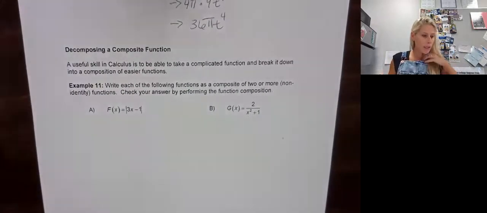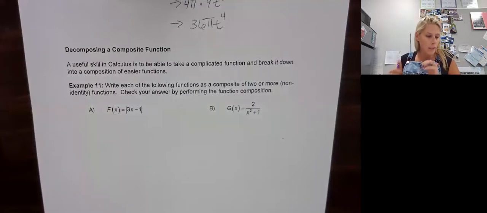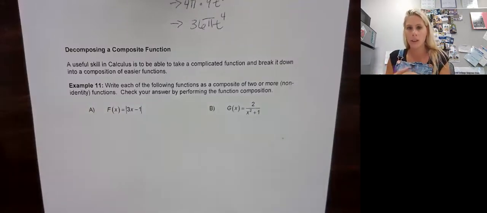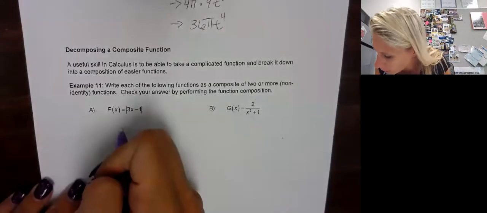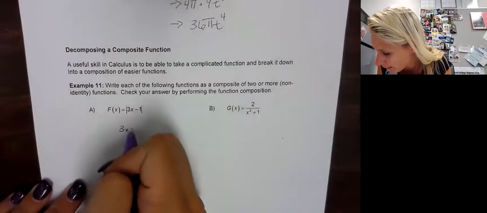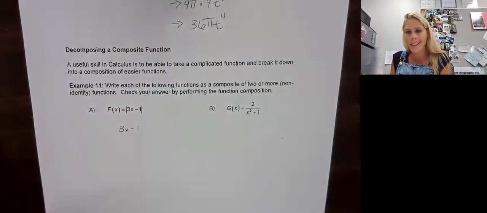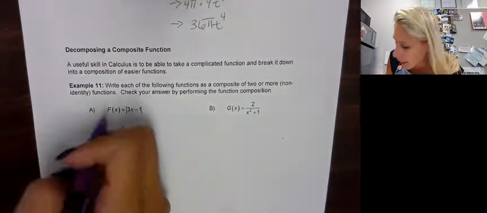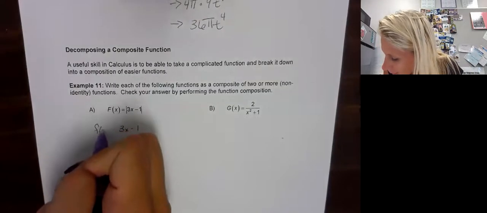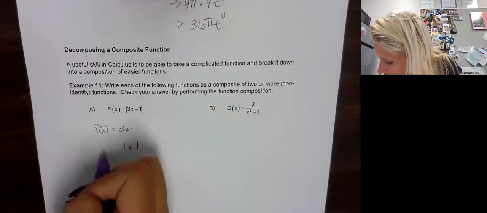One more, and we're almost done, guys. When we go backwards, we have to recognize functions that are given to us. So what function do we see here, or what two functions do you see? Well, first of all, I see a linear function, 3x minus 1, and I see the absolute value function. Okay, so I'm going to name these. I'm going to say this is f of x, and this is g of x.